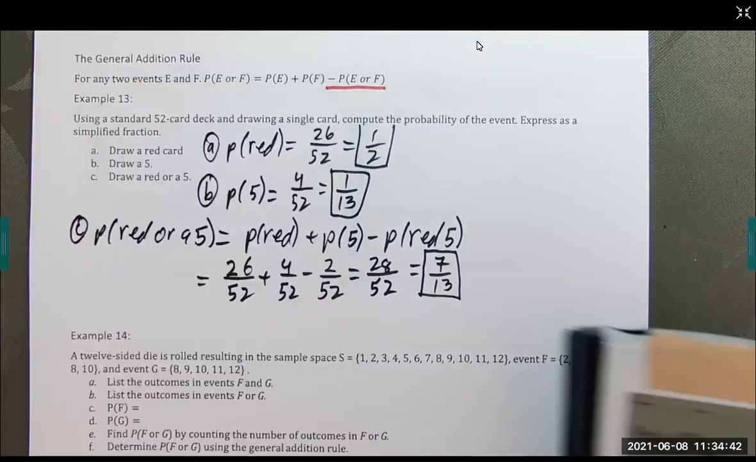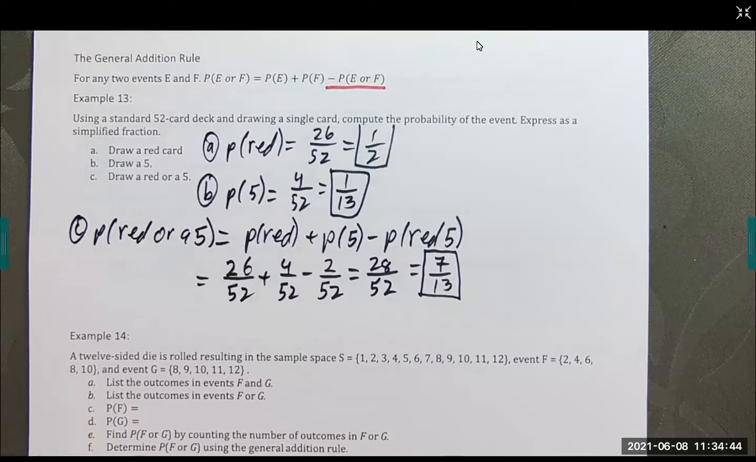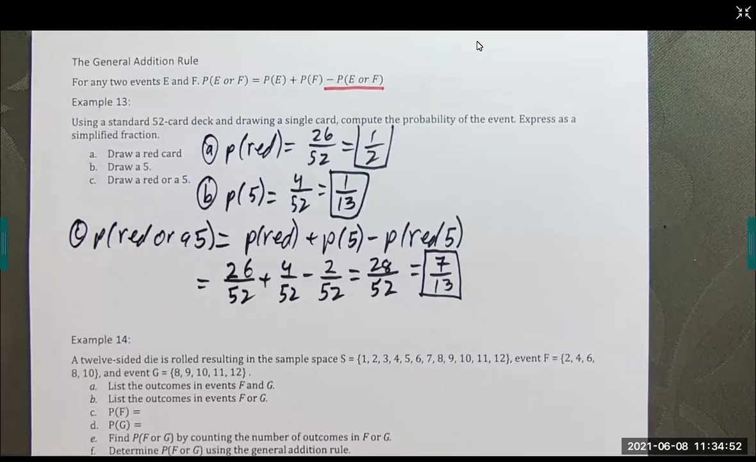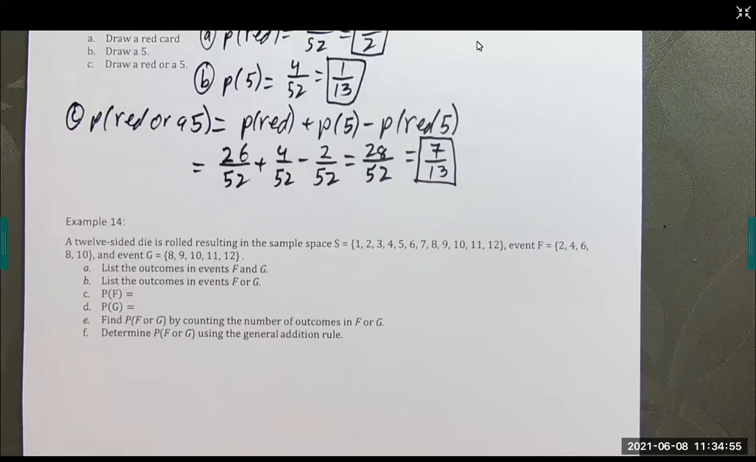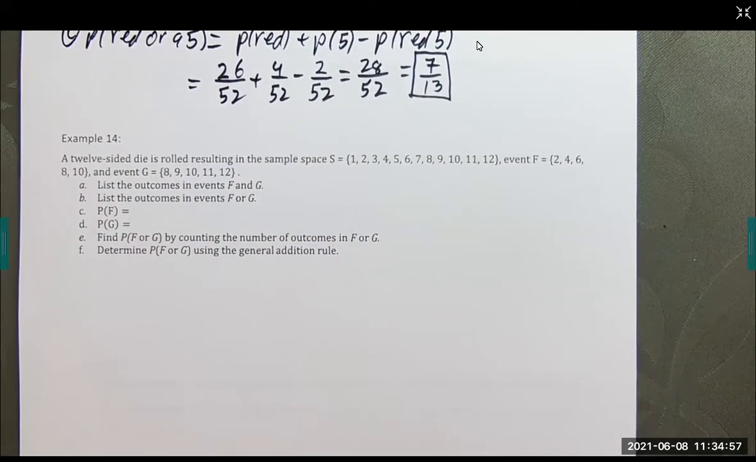So there's a pretty good chance of getting a red or a 5. All right, next up, we have a 12-sided dice is rolled, which means our sample space is 1 through 12, which makes sense. And we have event F, which is 2, 4, 6, 8, 10, and event G, which is 8, 9, 10, 11, and 12.